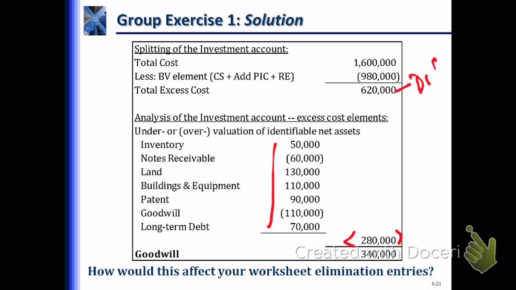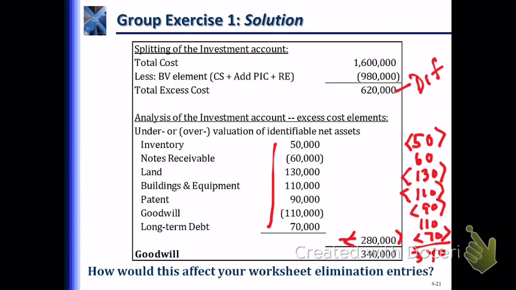Usually when I do these on the textbook, I don't do a separate column and a subtotal. I usually just subtract them directly. So if the inventory is understated, I would just subtract it from the differential. If the notes receivable are overvalued, I would add them back. The land is undervalued, I'd subtract the amount because it's explaining that much of the differential. It's explaining why I paid that extra money. So the goodwill, I didn't pay that, so I have that much more I have to explain.